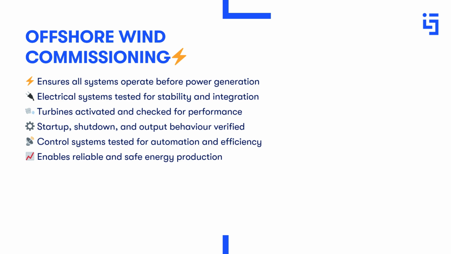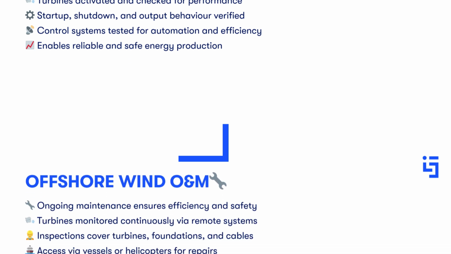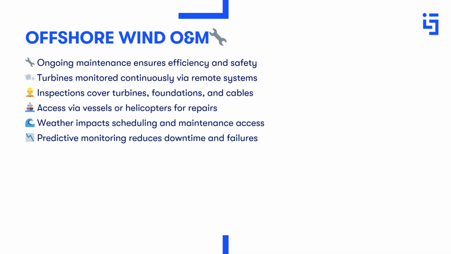power generation. Once operational, an offshore wind farm enters the operation and maintenance phase, where sustained performance depends on continuous monitoring and regular upkeep. Although turbines are designed for automated operation, ongoing maintenance is essential to ensure efficiency and safety. Routine activities include inspections of turbines, foundations, and electrical systems to detect wear or emerging issues.